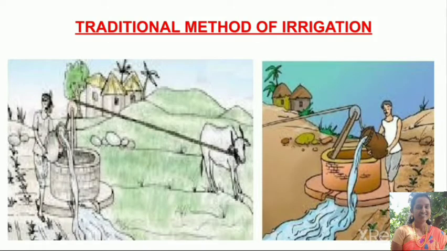First, we will know about the traditional method of irrigation. In this method, irrigation is done manually. That is, a farmer pulls water from wells by himself or by using cattles. Pump is also used. The main advantage of this method is it is cheaper, but it takes more time. The distribution of water is uneven and heavy water loss. So that is about traditional method of irrigation.